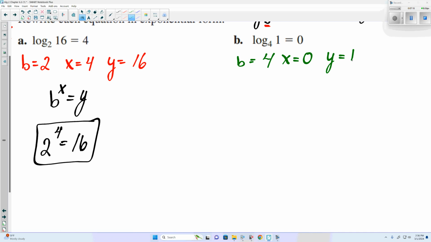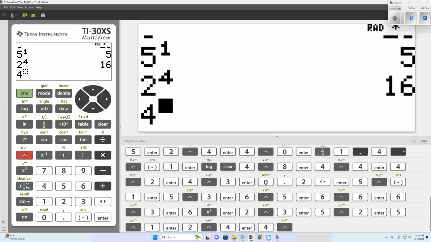So b to the x equals y. Well, the b is 4. 2 to 0 is equal to 1. So log base 4 of 1 equals 0, rewritten in exponential form, is 4 to the 0 equals 1. That's it. And again, we can check this in a calculator. We can take the calculator and say 4 to the 0 power, and it tells us it is indeed 1.